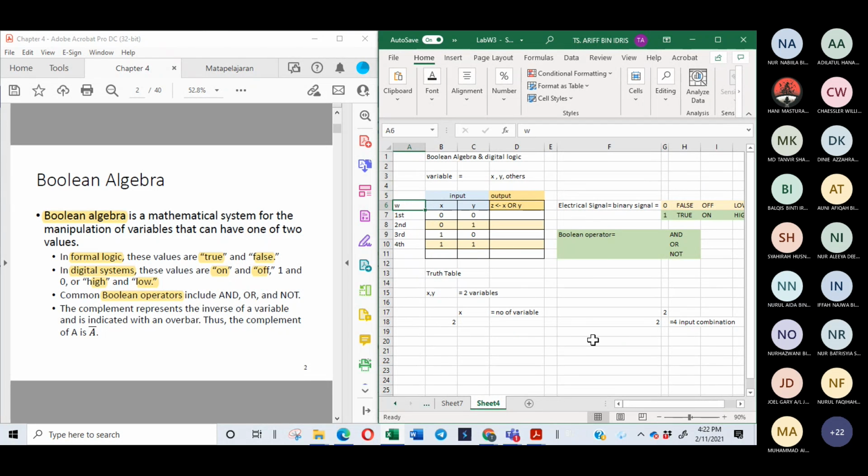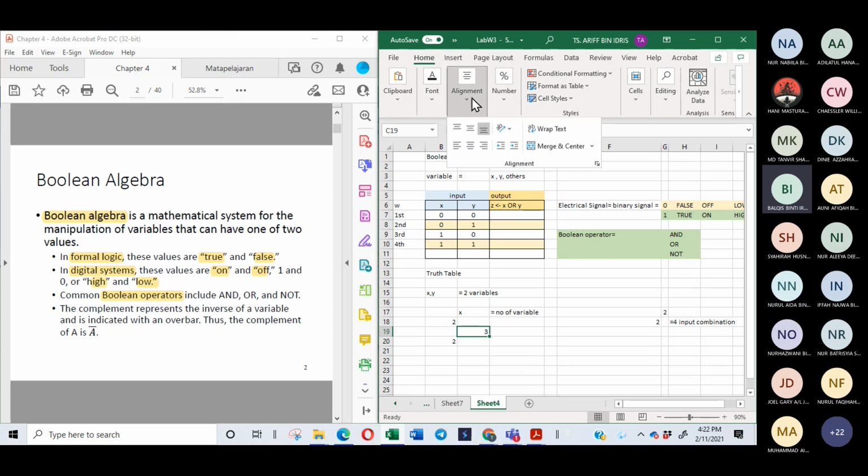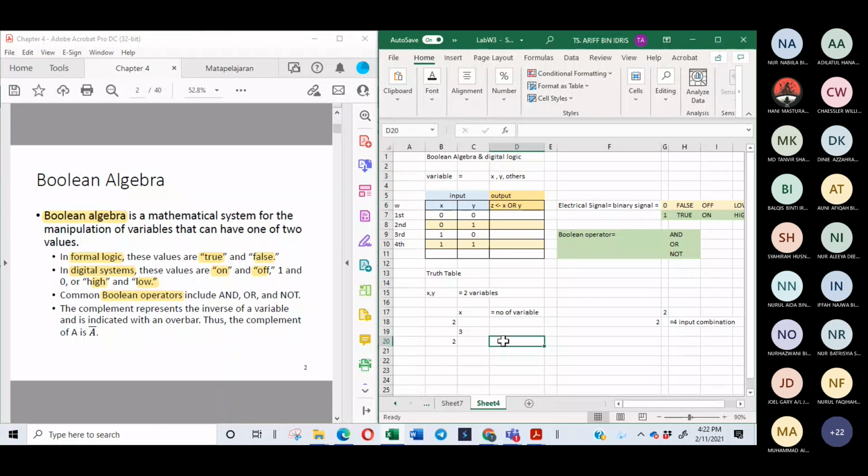What is the number of input combinations that we should use? 9? How much? 2 power of 3. Equivalent to what? 9? 8. If you don't remember, press the calculator. So 2 power of 3 is what? 8, right?